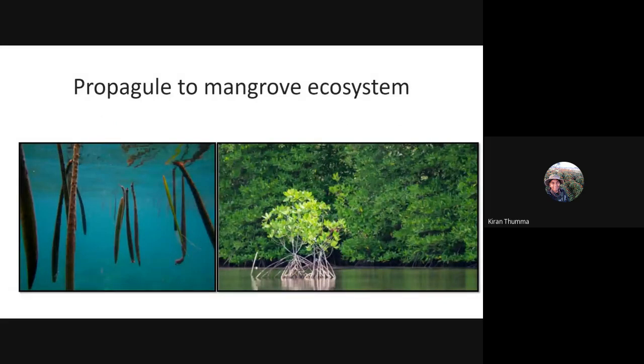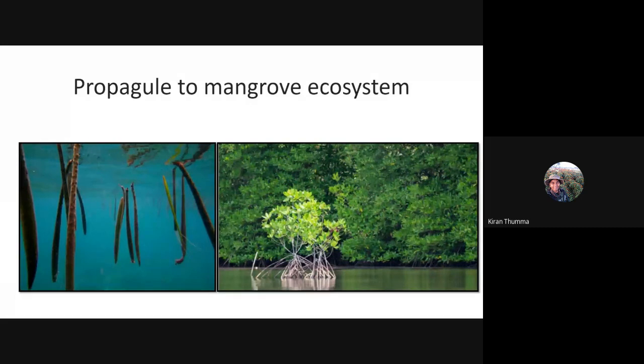So even a single propagule has the capacity to develop a whole ecosystem. Within 10 years, its roots will spread, sprout, and a single seedling can give rise to an entire thick thicket of mangroves. So it is very important that we don't disturb the ecosystem. Nature has a capacity to revive itself. Sometimes what we have to do is not disturb everything.